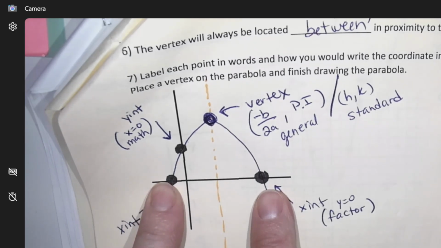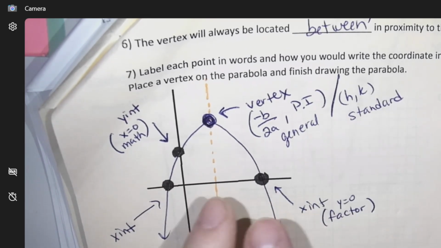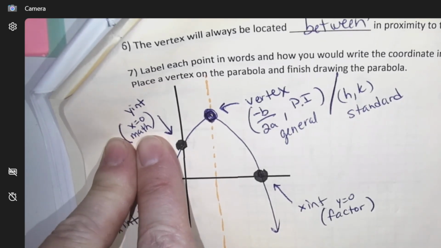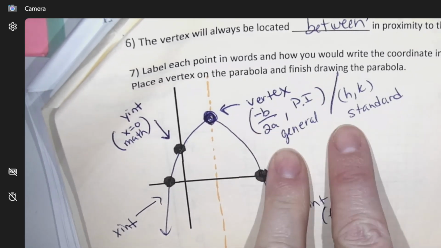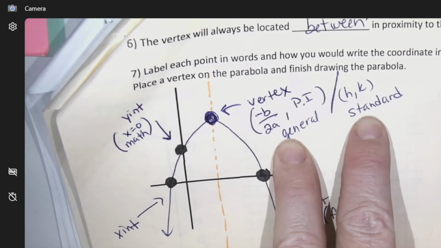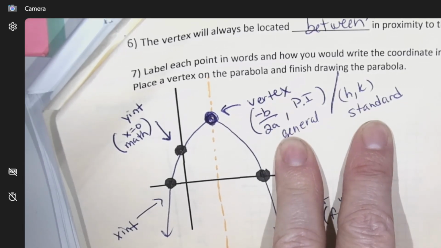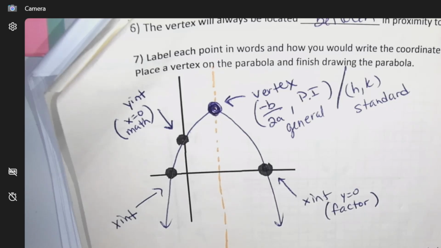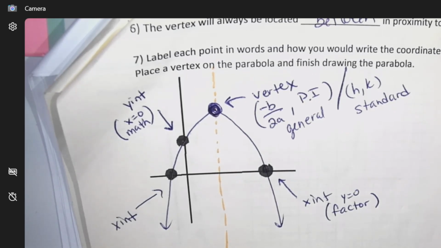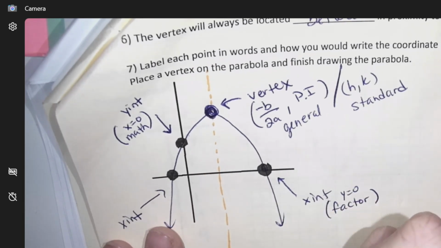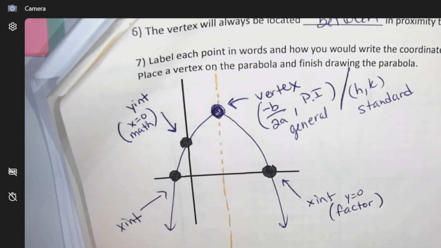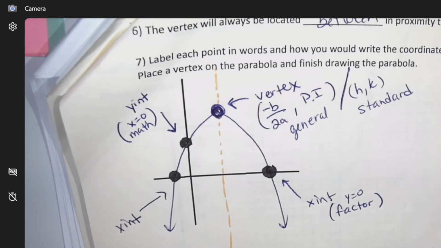Okay, so x-intercepts, we did some factoring to get them. Y-intercept, we were just making x 0 with math. Vertex, you had two processes to get that depending on the format of your equation. Okay, that drawing is everything you need to know. Does that make sense? Those are all the things I would ever ask you to find, and there's your process to get them, okay?